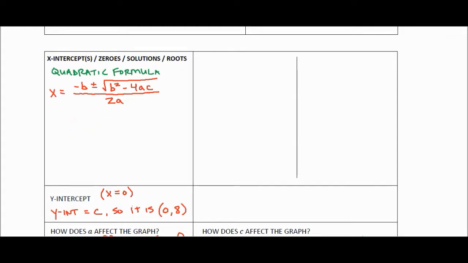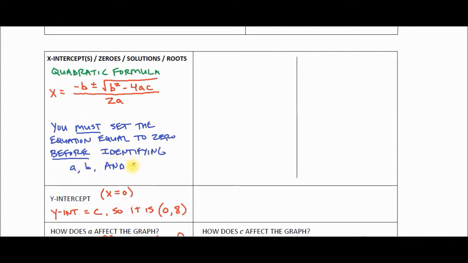So I'm going to put a little note here. You must set the equation equal to 0 before, let's underline it, before identifying a, b, and c. The reason is that we know the x-intercepts are found when y equals 0. So if one side of the equation is equal to 0, we're finding the x values that cause the equation to be equal to 0.